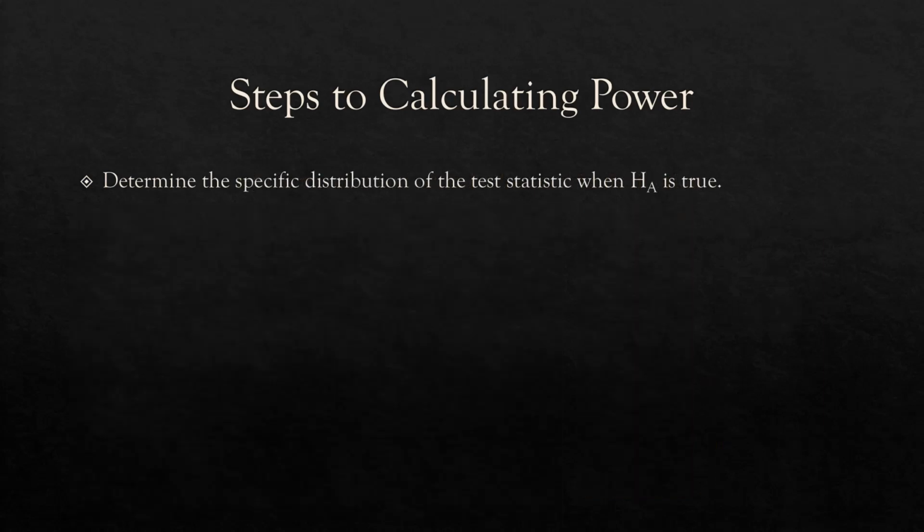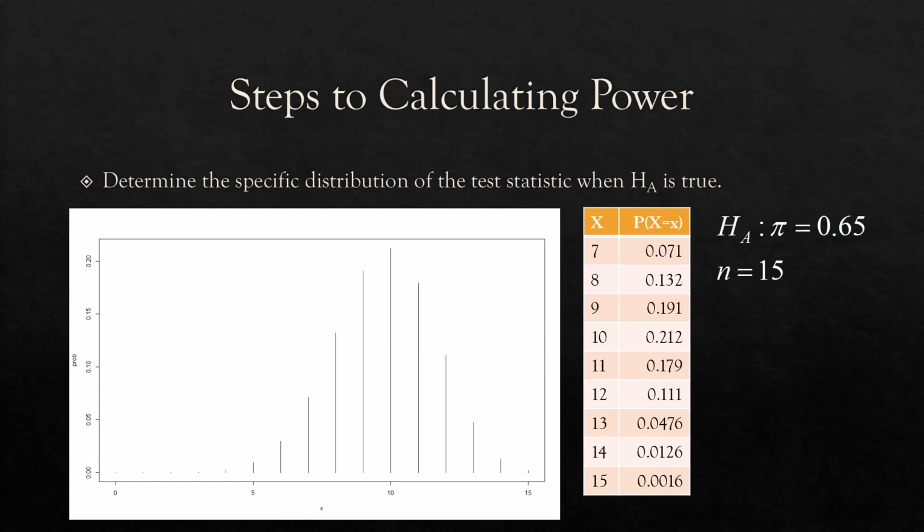Determine the specific distribution of the test statistic when the alternative is true. Well, we chose an alternative of 0.65. So we're going to do the exact same thing we did a moment ago. We're going to create a binomial distribution, this time, however, using a pi of 0.65 and a sample size of 15, and here it is. Notice how the high point of the distribution has shifted to the right, as we would expect, because there's a higher probability of success.